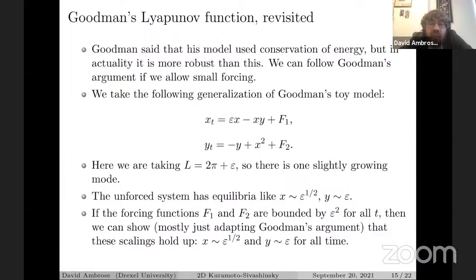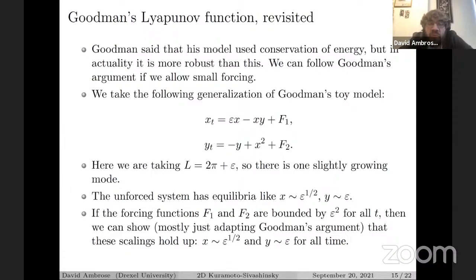So x_t is now epsilon x minus xy. And now I put in forcing f1. So f1 is going to be small. Okay, but this is a generalization of his model. Then y_t is decaying, so we still have y_t equals minus y. We still have the same nonlinear term, x squared, and then I have forcing there also, f2. Okay, and I'm thinking of this with the side length of the torus as being 2 pi plus epsilon. So we do have the linear growth, and it's only slight growth. So it is growing, but we're going to take epsilon small so that it's only slightly growing.